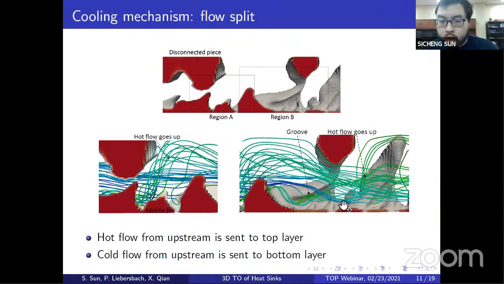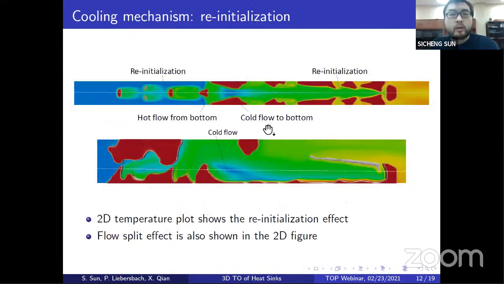And they will go to the bottom layer in the downstream region to take away more heat. The second mechanism we observe is the reinitialization of the boundary layer.